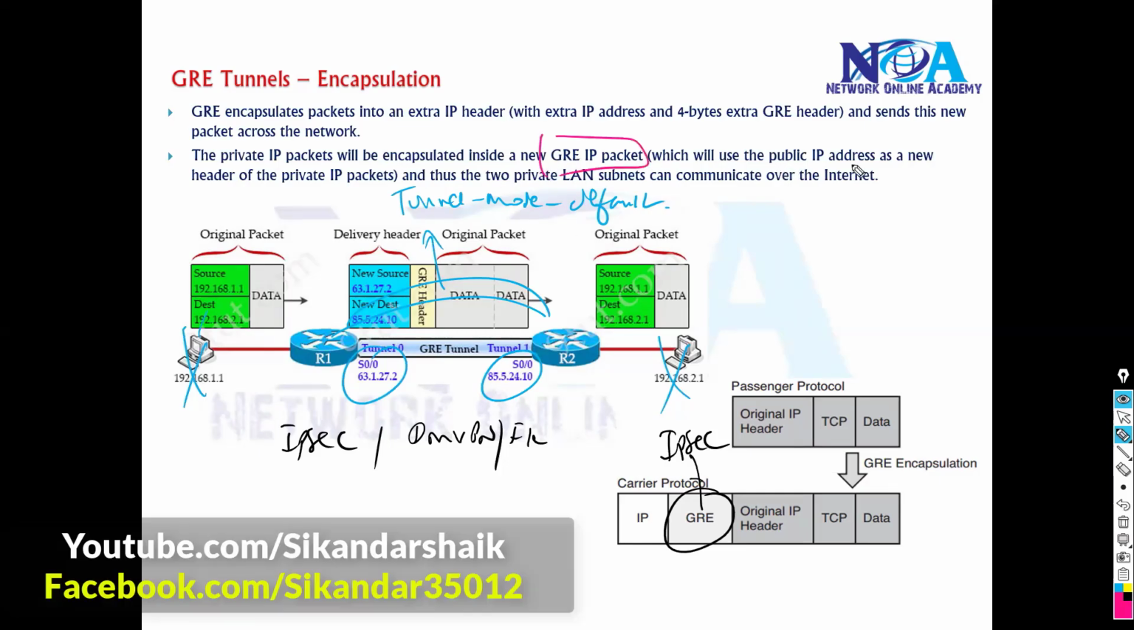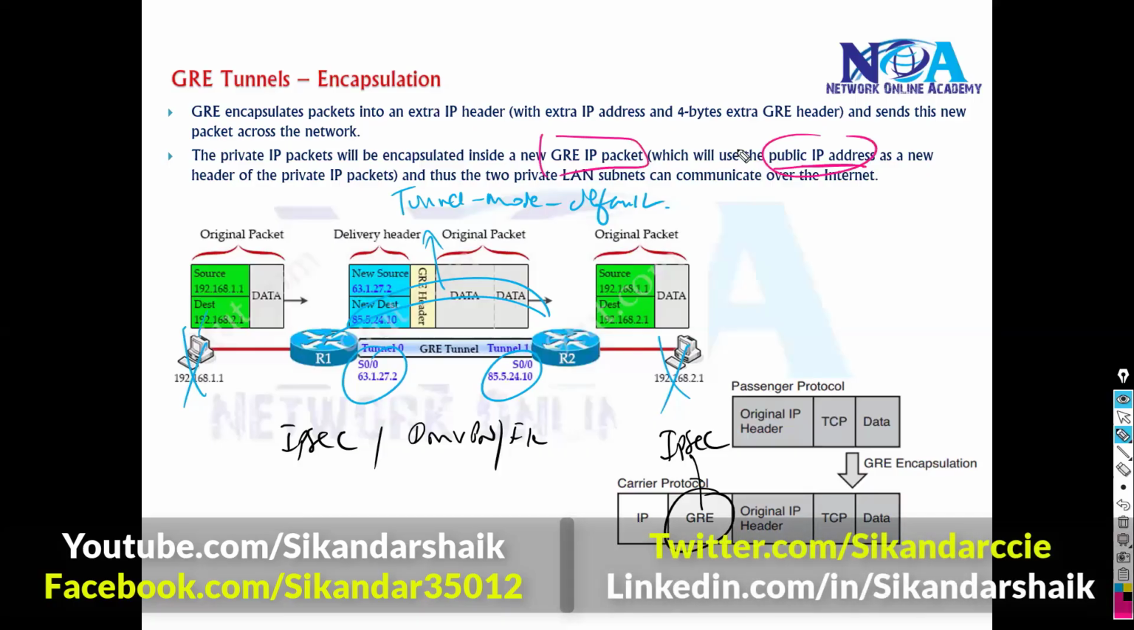So these packets, as I said, will be using the public IP address to route your packets over the public network between the two private subnets.